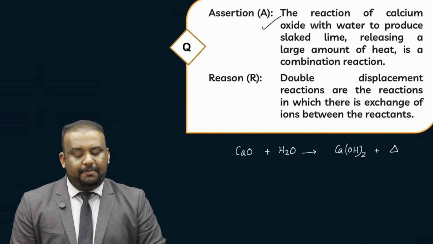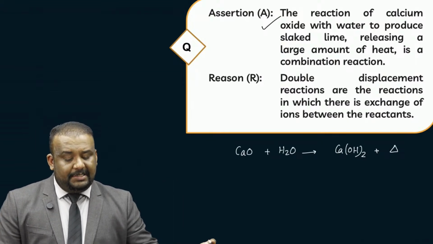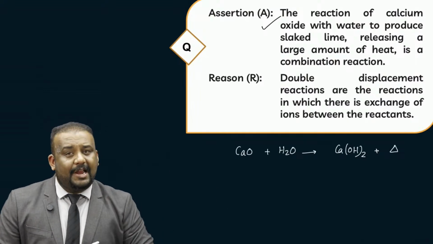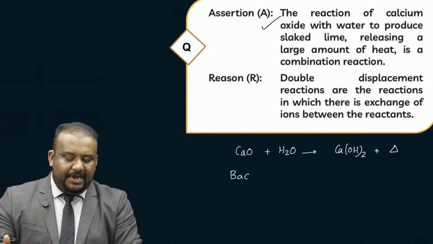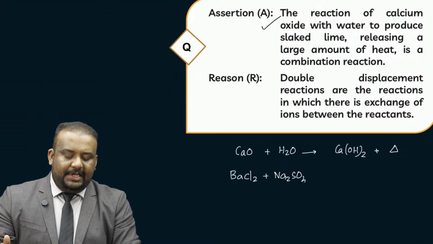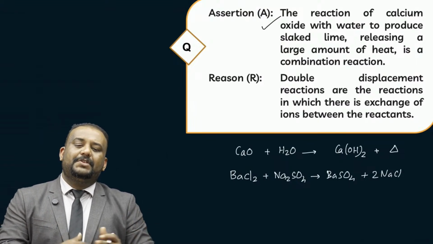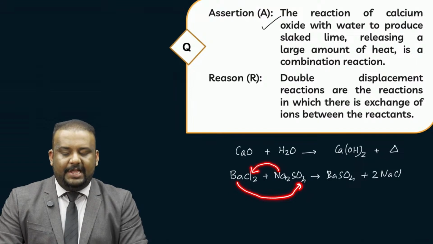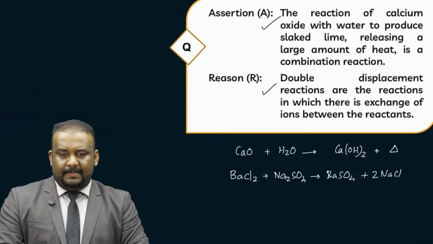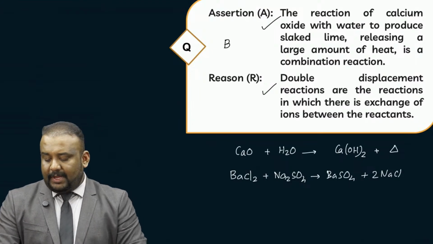So statement A is correct: the reaction of calcium oxide with water to produce slaked lime, releasing a large amount of heat, is a combination reaction. Okay, perfect. So let's go to the reason statement. Double displacement reactions are the reactions in which there is exchange of ions between the reactants. Correct? So we have seen so many types of double displacement reactions. Say for example, barium chloride plus sodium sulfate gives you barium sulfate plus sodium chloride. This is a double displacement reaction, and this is a precipitation reaction. There is formation of an insoluble precipitate of barium sulfate, which is white in color. So it is a double displacement reaction because there is mutual exchange of ions. So the reason statement is also correct. But is there any direct relationship with the assertion statement? No. They are two independent statements, so we can go ahead with option B.